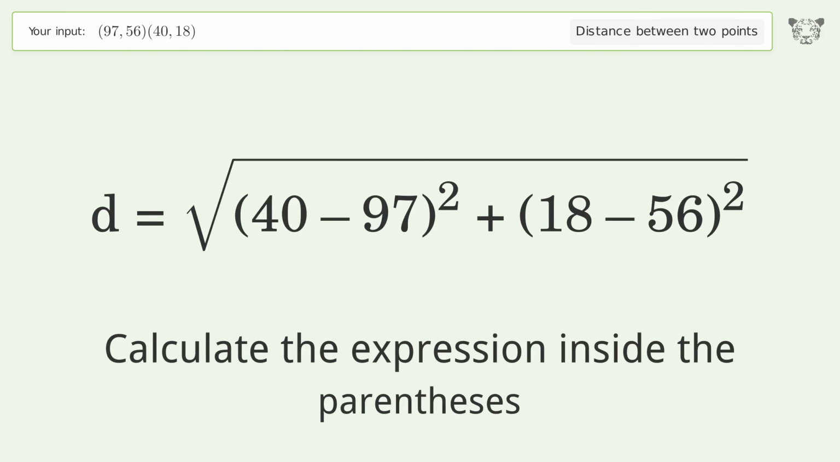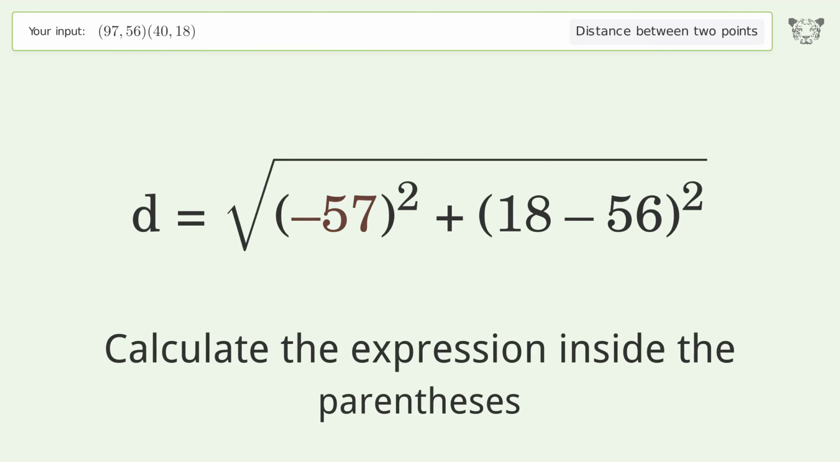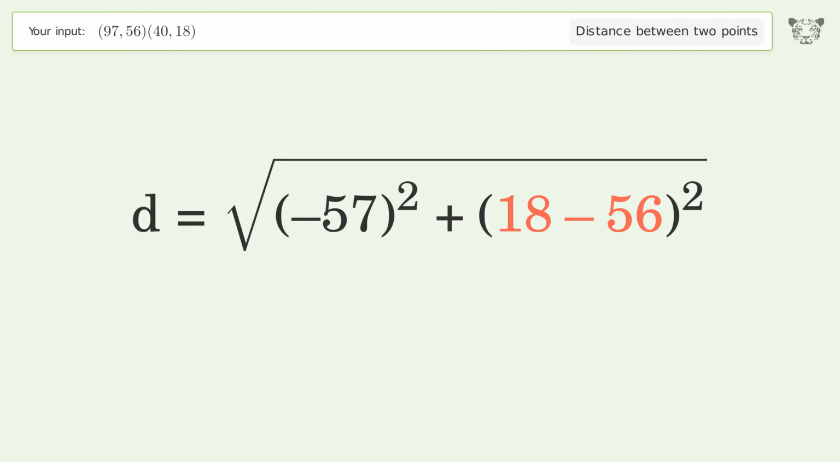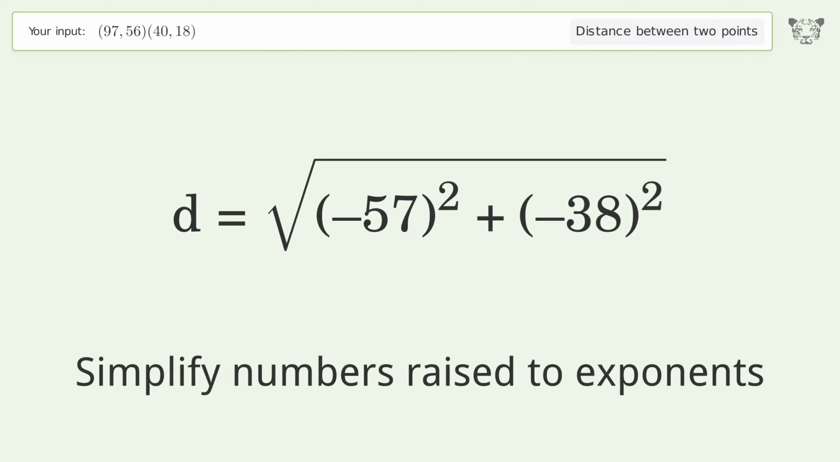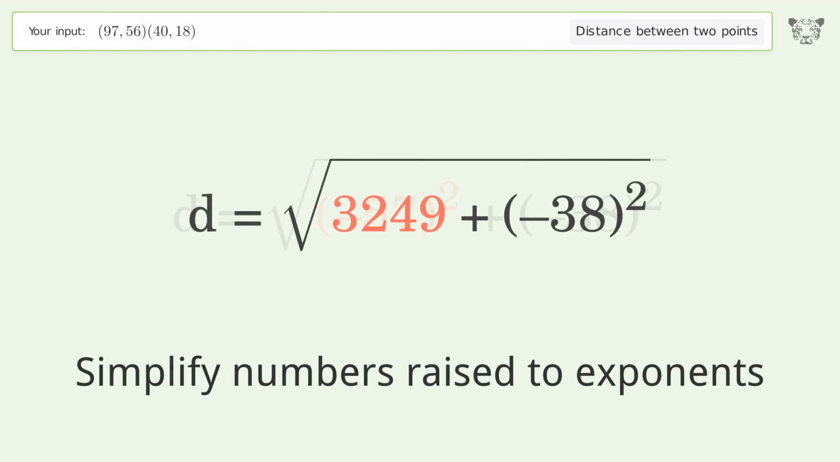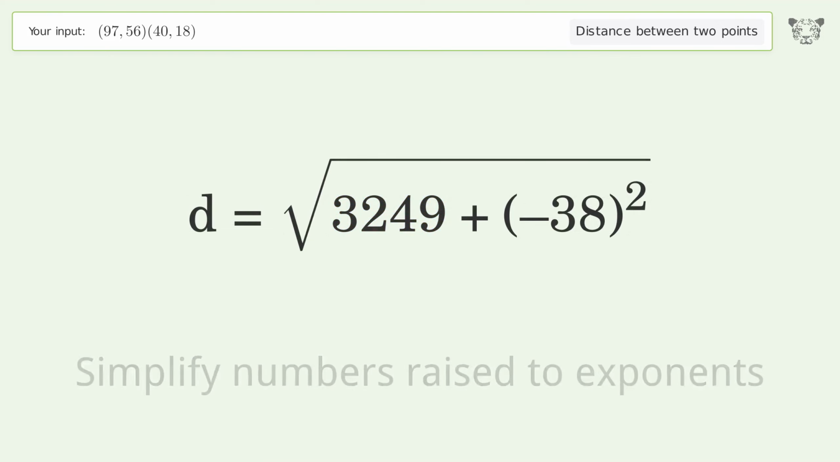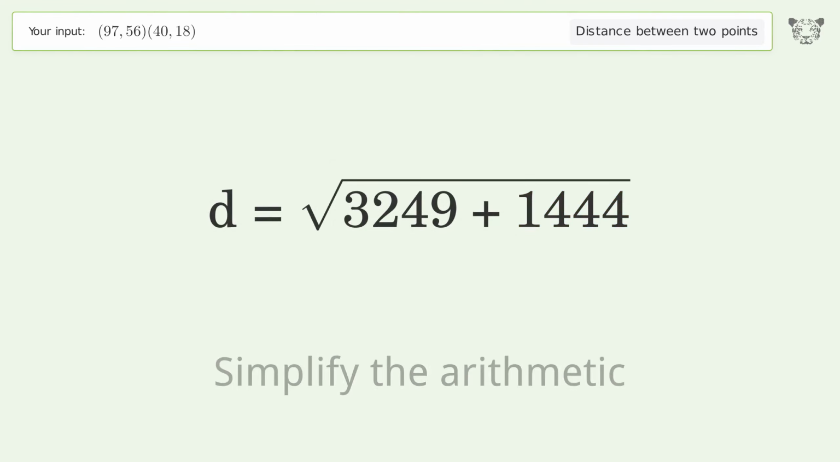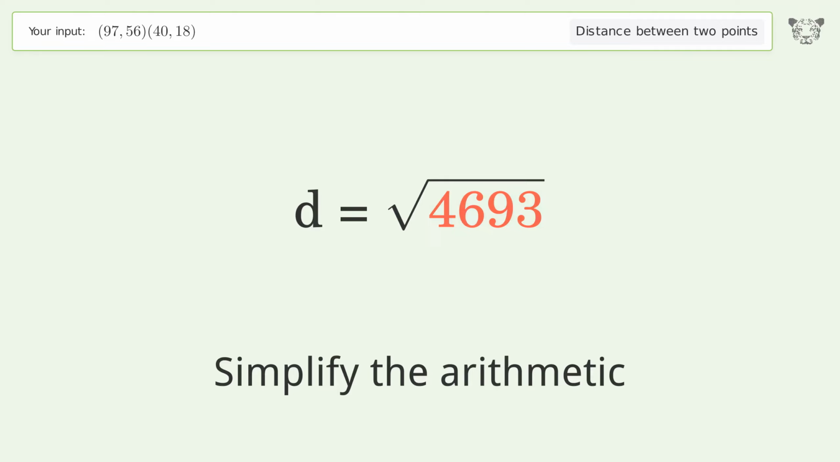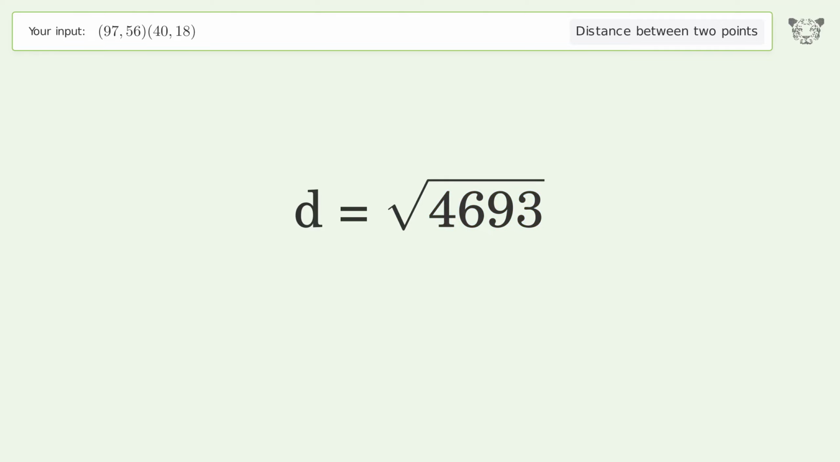Calculate the expression inside the parentheses. Simplify numbers raised to exponents. Simplify the arithmetic. And so the distance between the 2 points is the square root of 4,693, or 68.505.